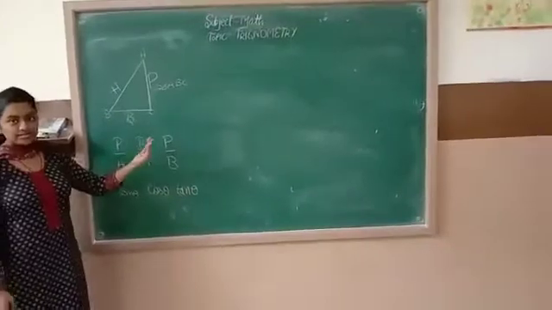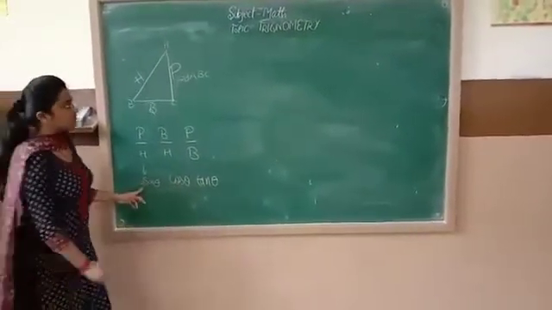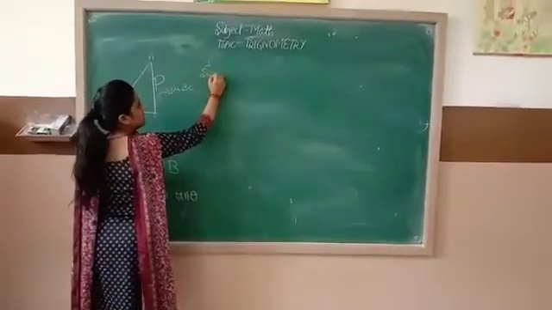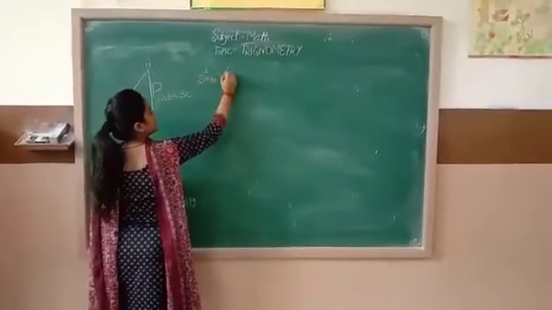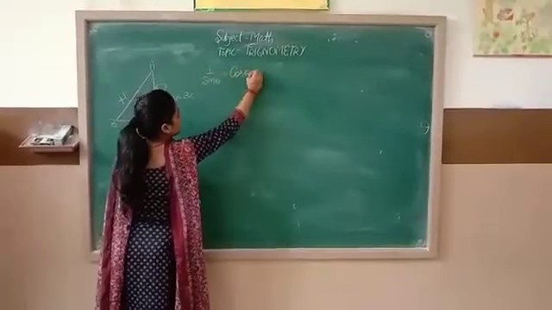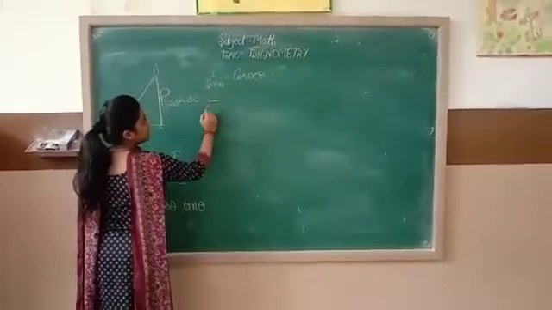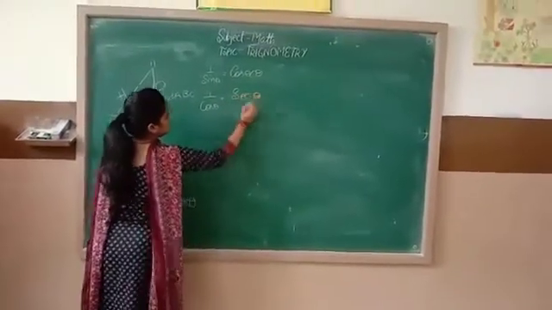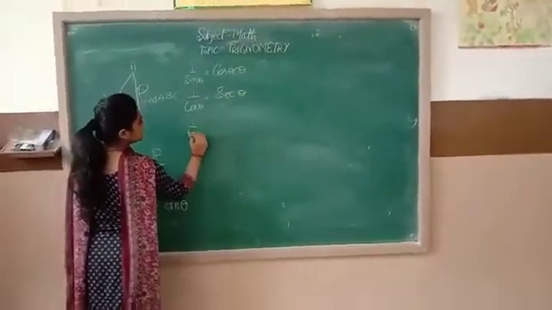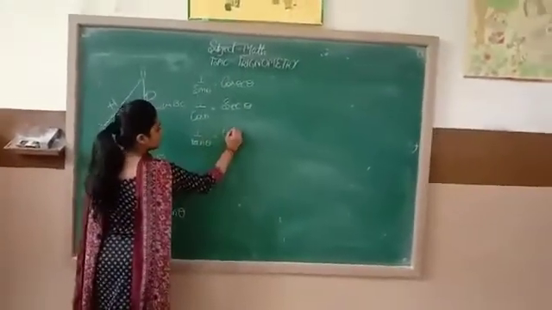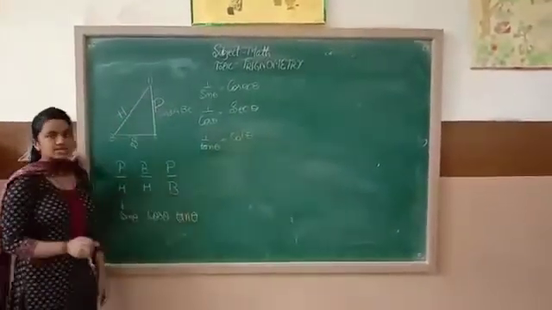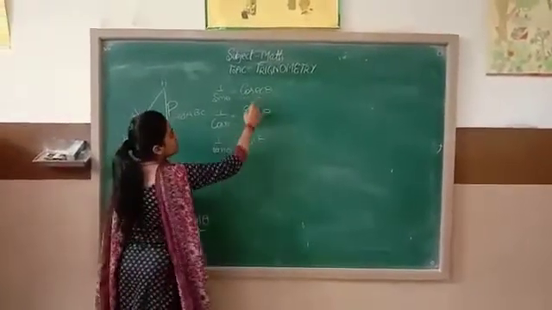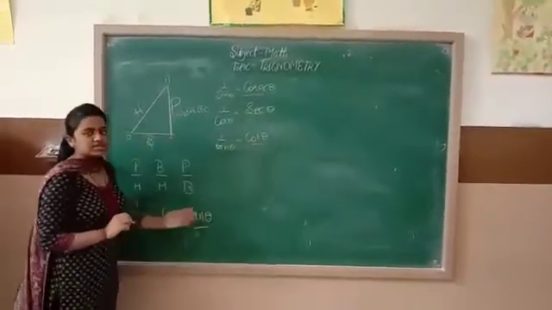And here we have the reciprocals of these. The formula of 1 upon sine theta is equal to cosecant theta, and 1 by cos theta is equal to secant theta. And 1 upon tan theta is equal to cot theta. So here we have a total of 6 types of ratios: sine, cos, tan, cosecant, secant and cot theta. This one is the basic.